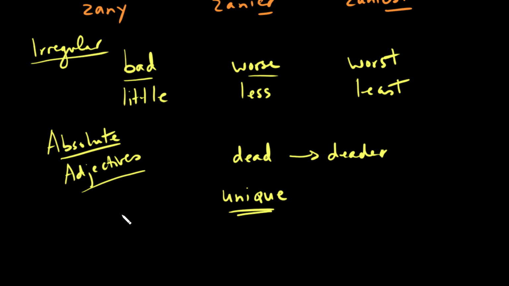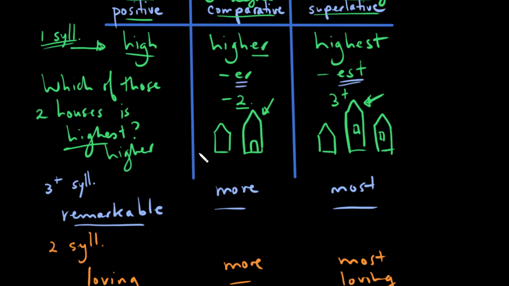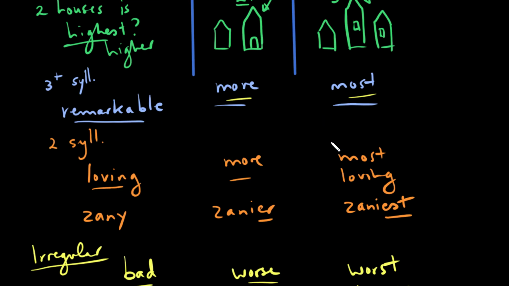And for the most part, you just need to follow the rules that we've described above. I'll just repeat them very quickly. One-syllable adjectives, look for ER and EST. Three-syllable adjectives, use more and most. And with two-syllable adjectives, it gets a little bit tricky, as we saw. That's it for comparison of adjectives.